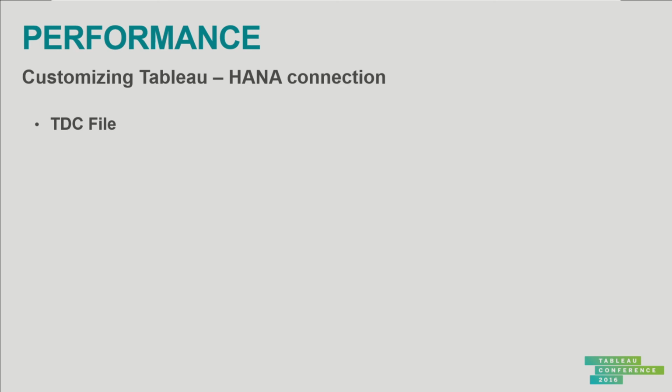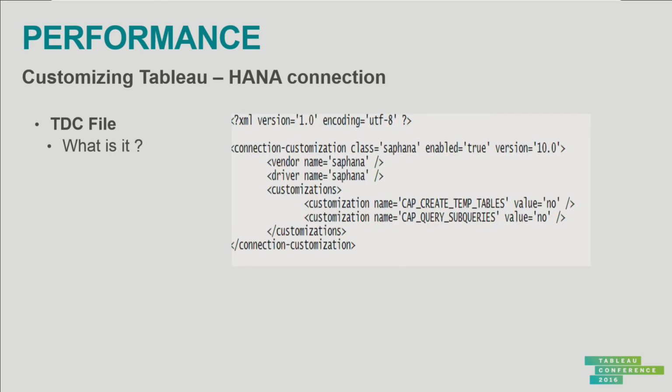Just Google TDC file, Tableau, and you'll get more information. But it's all the customization. It's just a simple XML file. You can suppress the temp tables if you don't want to use the temp tables. You can suppress the subqueries. But of course, I will be very careful before doing this. I can say go with suppressing the metadata, but do not do the temp tables. I'm just giving an example. If you do something with the temp tables and try to do some data blending, that's going to crash the HANA server.